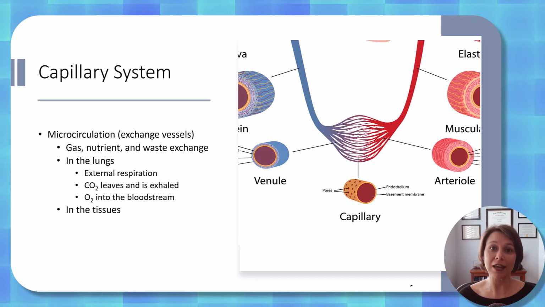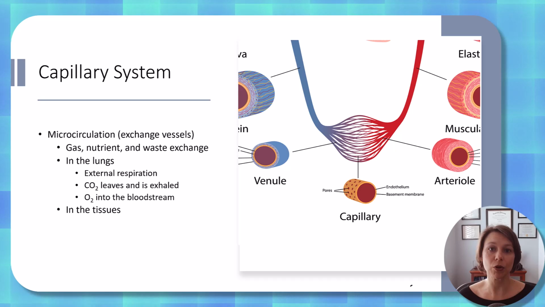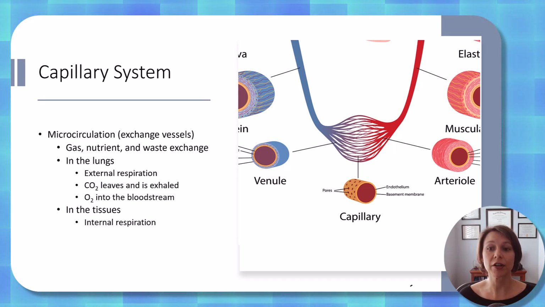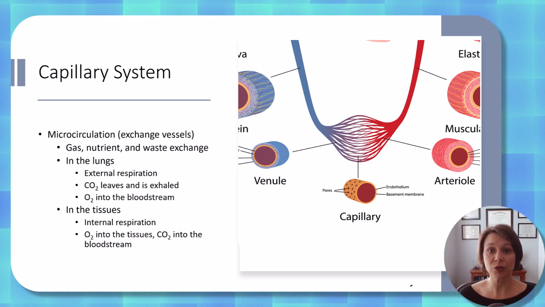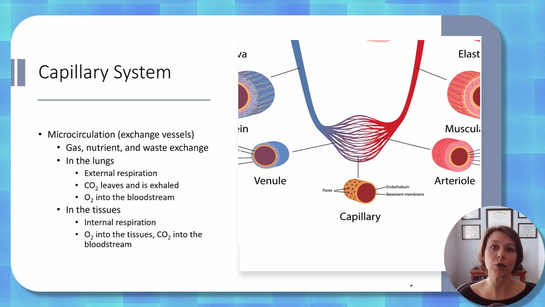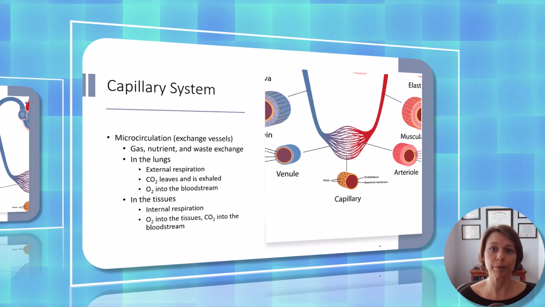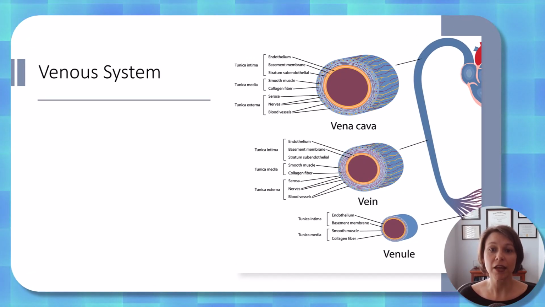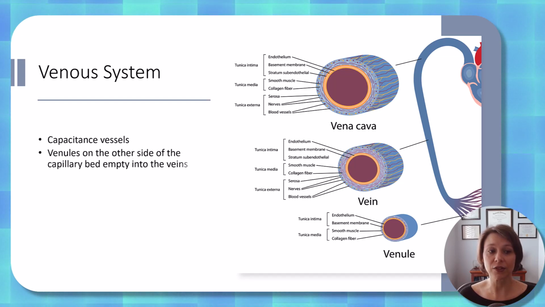Once I am at the tissues, what kind of respiration is that? That one is internal respiration. O2 is moving into the tissues, and CO2 and other metabolic waste is then moving into the bloodstream. And then finally, we'll talk about our venous system. These are our capacitance vessels.